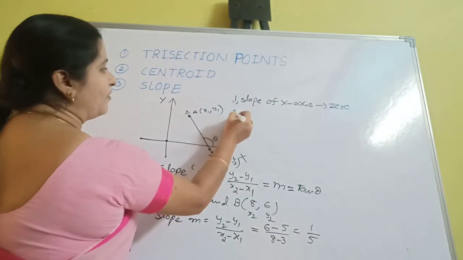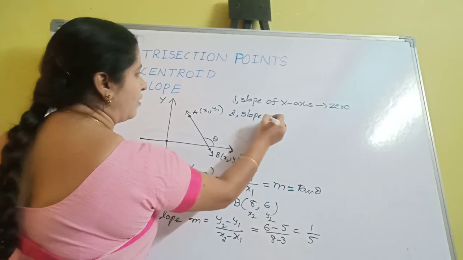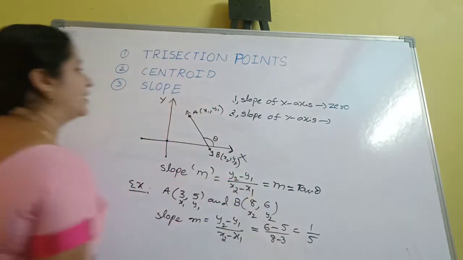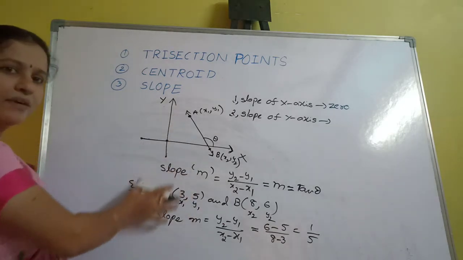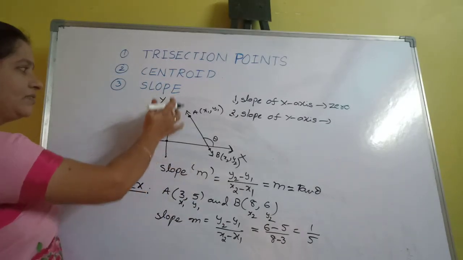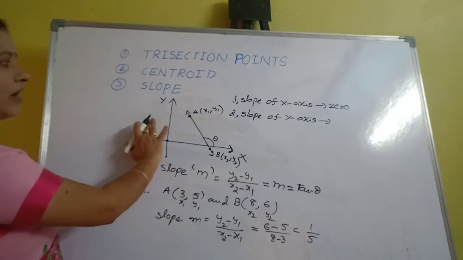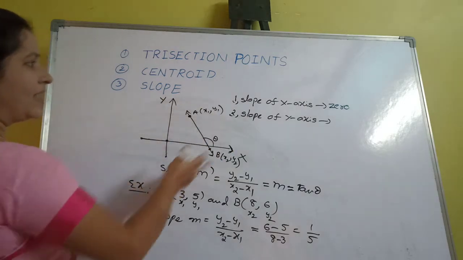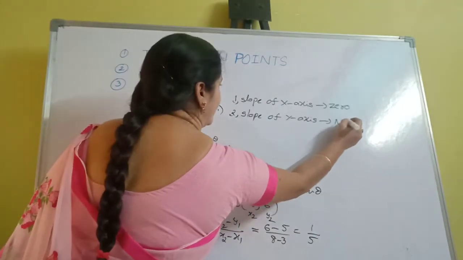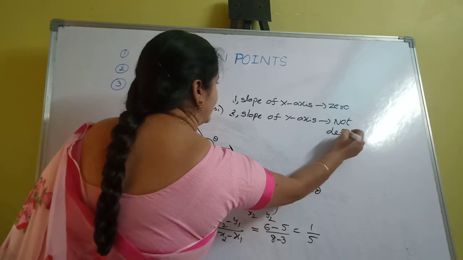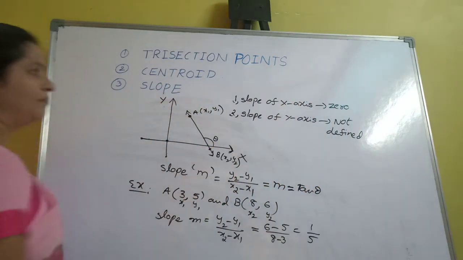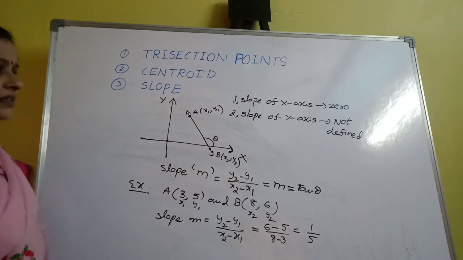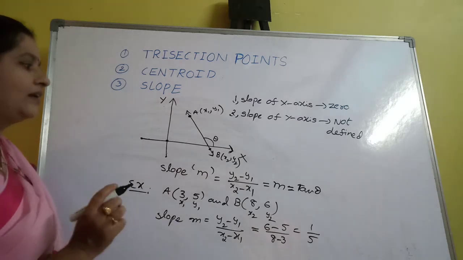Second point, slope of the y-axis. What is the slope of the y-axis? It is a three-dimensional plane, so the y-axis is vertical on the plane. So we cannot say anything about the slope of the line. The slope of the y-axis is not defined. These are also important points. Slope of the x-axis is 0 and slope of the y-axis is not defined.